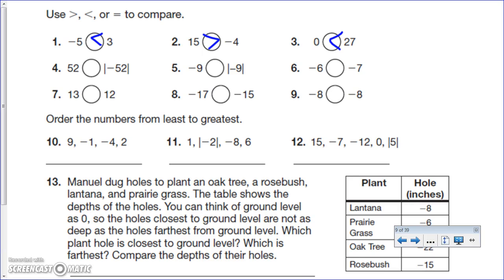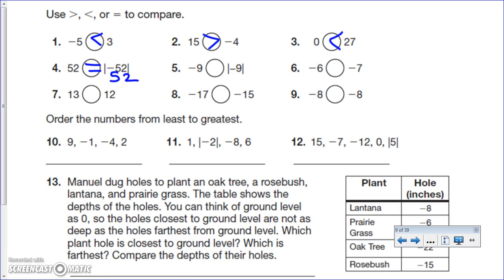For 4, we're comparing 52 to the absolute value of -52. And we know from yesterday's lesson that the absolute value of any number is a positive number. So the absolute value of -52 is 52. So 52 is equal to the absolute value of -52.